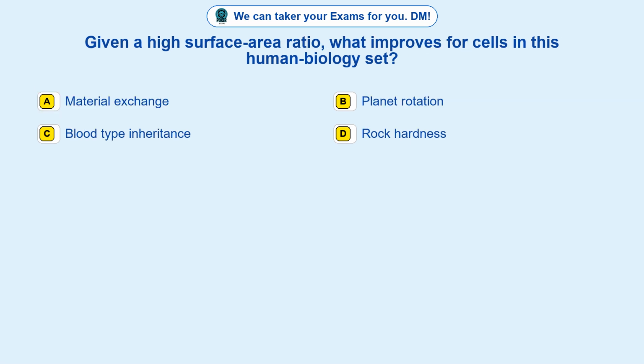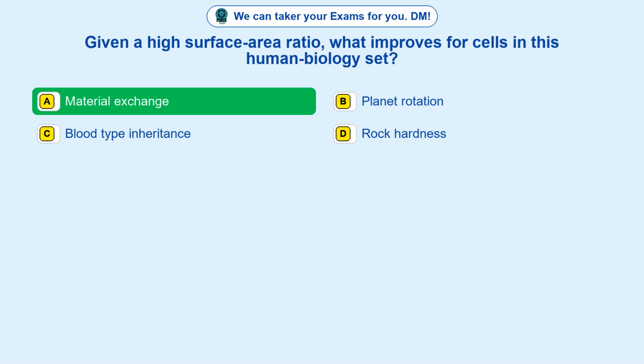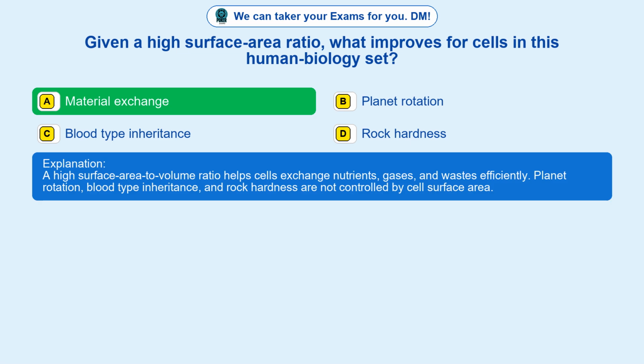Question 26. Given a high surface area ratio, what improves for cells in this human biology set? Option A, material exchange. Option B, planet rotation. Option C, blood type inheritance. Option D, rock hardness. The correct answer is option A. Material exchange. A high surface area to volume ratio helps cells exchange nutrients, gases, and waste efficiently. Planet rotation, blood type inheritance, and rock hardness are not controlled by cell surface area.